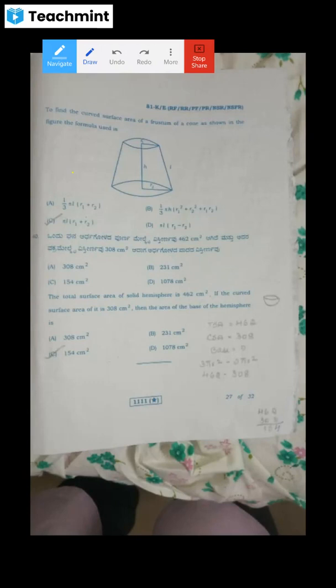See, if the curved surface area of it is 308, that is, the curved surface area of a hemisphere is given by 2 pi r square, that is 308. Then what they asked is the area of the base of the hemisphere. The area of the base of the hemisphere is given by pi r square. So pi r square is equal to 308 divided by 2.